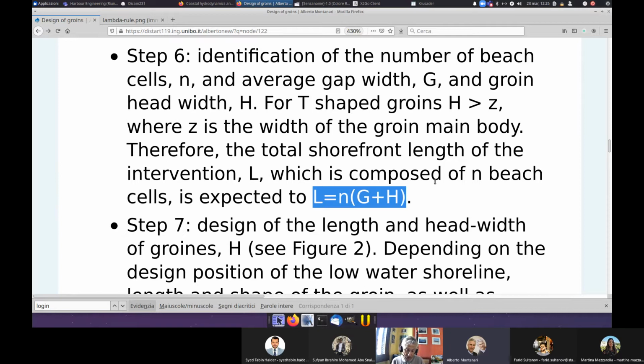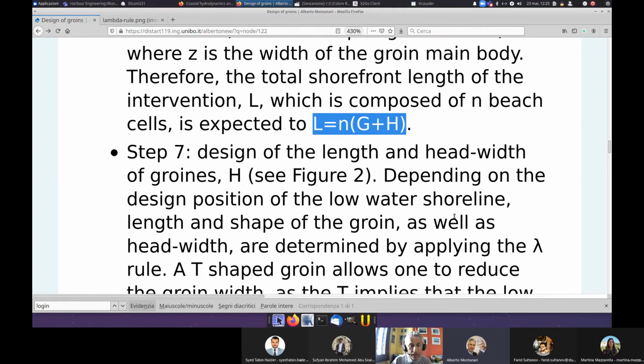Of course, if you have different shapes for the groins, you have to make a summation of each gap length G and each groin head width H. In this case, we assume that the N cells have the same geometry, so I can compute L as a product of N times G plus H.